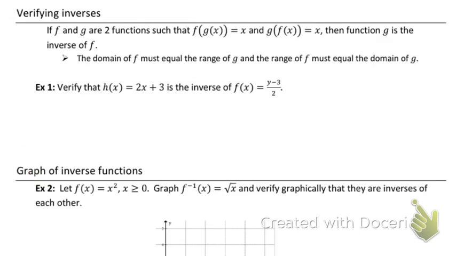We're going to start off with, how do you verify something is in fact an inverse? You can't just look at it and say it's an inverse. You have to prove it. In order to prove that two functions are inverses, if you have two functions, f of x and g of x, if you take f of g of x and it results in just x, and you take g of f of x and that also results in x, then g and f are inverses of each other.